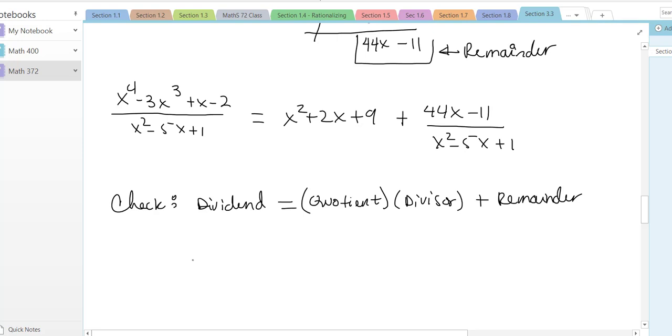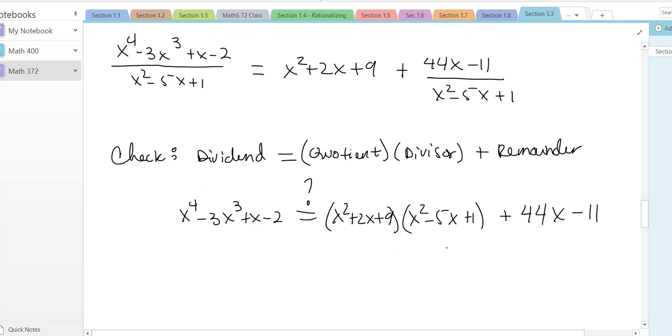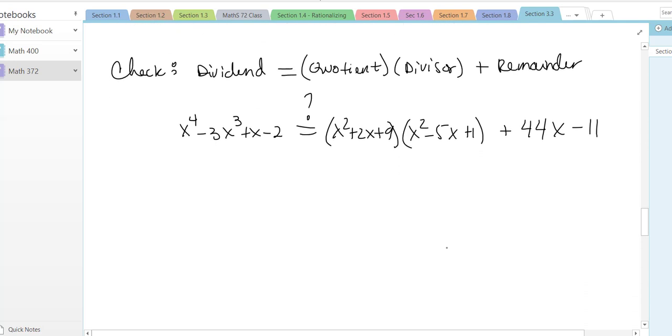So let's see if we get it to work. x to the 4th minus 3x cubed plus x minus 2, our dividend, does that equal the quotient x squared plus 2x plus 9 times the divisor, x squared minus 5x plus 1, plus the remainder? The remainder is just the 44x minus 11. So let's do this multiplication, and hopefully we've done it right.